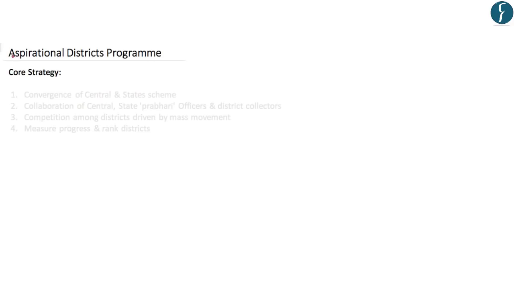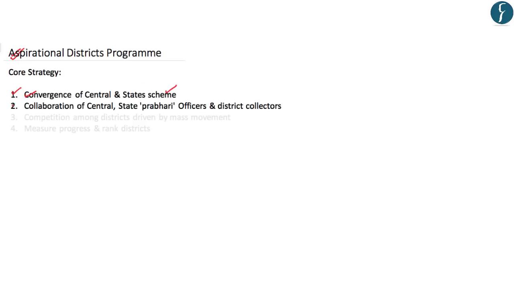Now, the core strategy under the Aspirational Districts program has been first of convergence of central and state schemes. The second is collaboration of central, state Prabhari officers and district collectors. The third core strategy of the ADP program is competition among districts driven by mass movement. And the fourth and the last core strategy of the Aspirational Districts program is to measure the progress done by the districts and then rank the given districts.